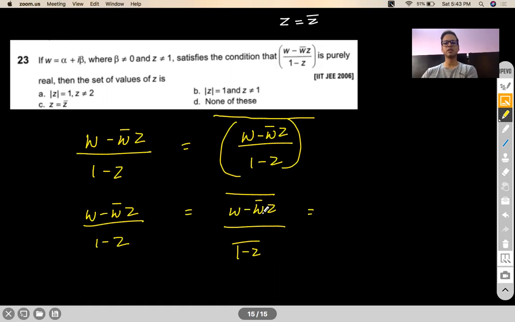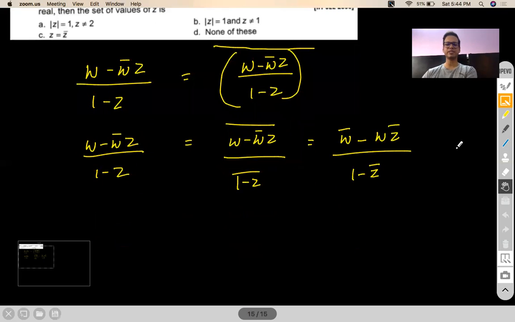Correct? This is as good as W conjugate minus W conjugate. Conjugate is W, and 1 minus Z conjugate is like 1 minus only the conjugate on Z, because there's no point putting a conjugate on a purely real complex number, right? So let us cross multiply. Let's see if something cancels out.